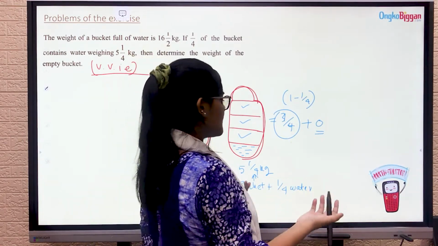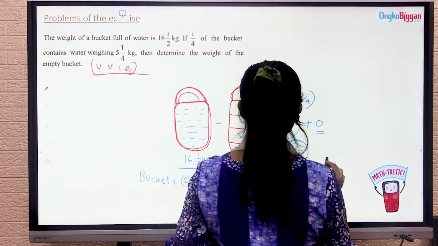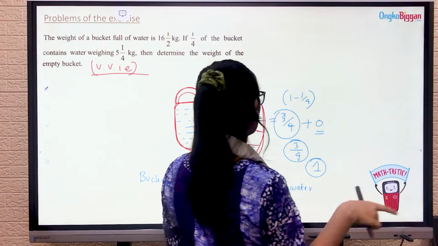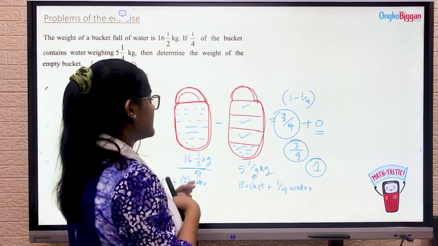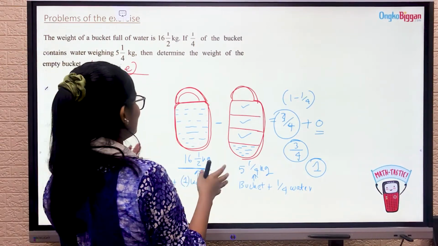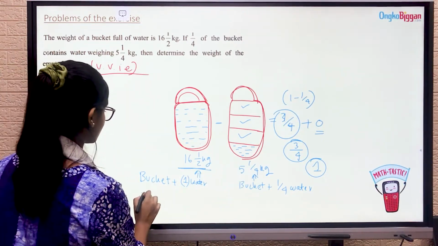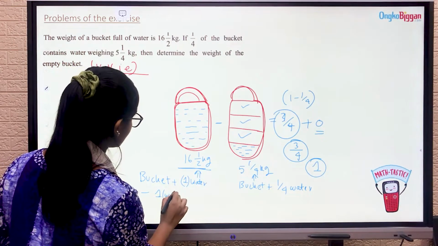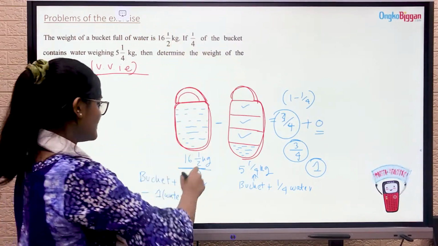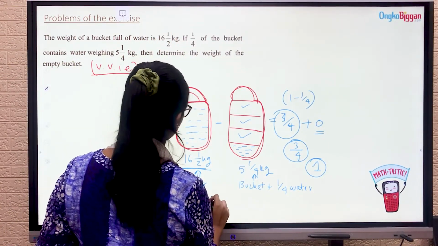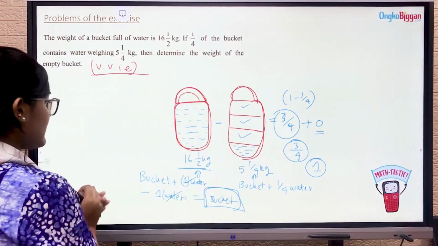If we get the amount of water in this section, we can easily find out the total amount of water in the bucket, without the weight of the bucket. Once we get the weight of the total water, we deduct this from the weight of the bucket plus water. Then we will get the weight of our empty bucket. So I hope you are clear with the whole process.